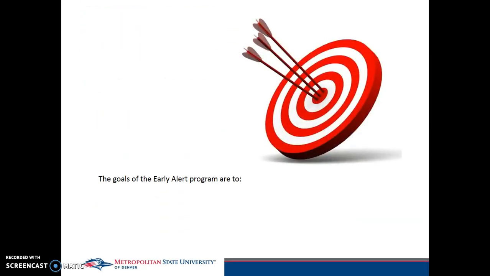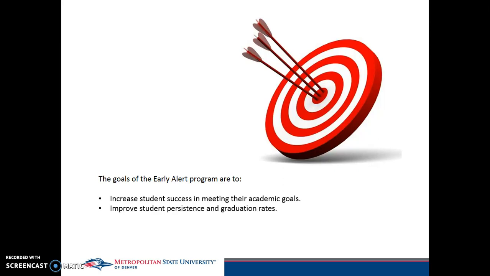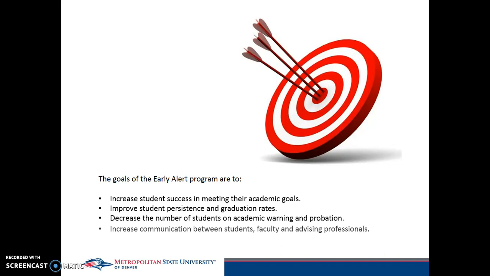The goals of the Early Alert program are to increase student success in meeting their academic goals, improve student persistence and graduation rates, decrease the number of students on academic warning and probation, and increase communication between students, faculty, and advising professionals.